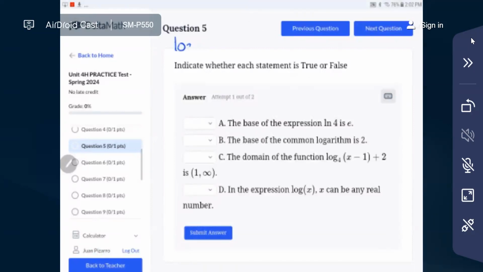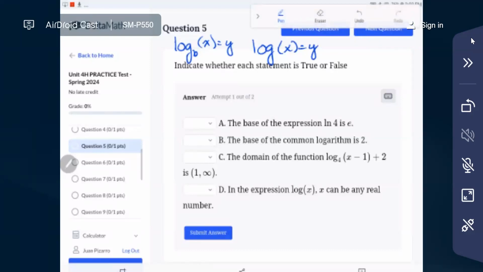First, this is one way of writing the log form, but there are also two others. One says log x equals y. In that one, this is called the common log, and the base is an invisible base, sort of like our invisible numbers. This is called the common log.